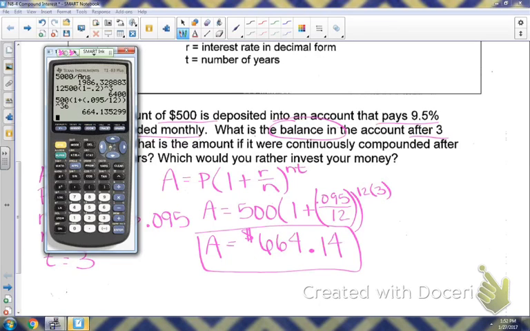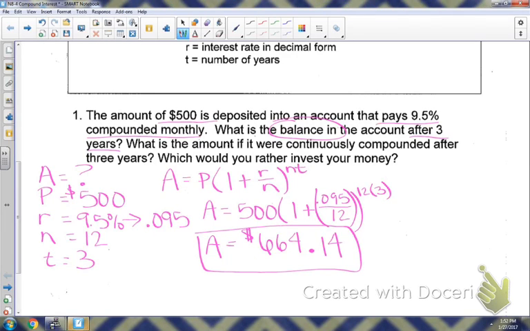Alright, so the next question was, what is the amount if it were continuously compounded after 3 years? So this time we're using the continuously compounded formula. We still have the same numbers, the same variables, so we're still plugging in. For P, we have 500. And then do not replace E with anything, because remember, that's like a pi, it represents a number. The R is 0.095 times 3.